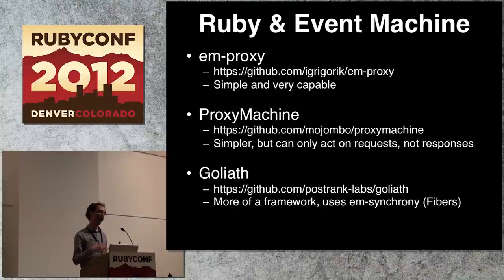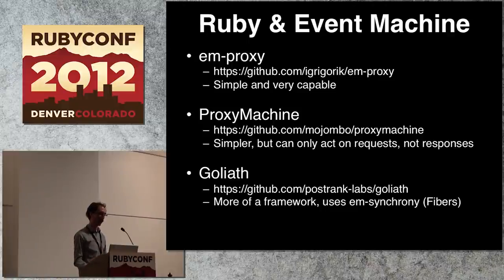As far as just Ruby and EventMachine low-level proxies, there's EM proxy, which I talked about, and those are the examples I've shown. It's a simple, bare bones, but very capable reverse proxy. There's proxy machine, which is actually what our current production system is based on. It's a GitHub project. It's simpler, and it can be easier to get started, but the one disadvantage is it can only act on incoming requests. It doesn't track the response going outwards. It just does incoming stuff and then routing, so you can't keep track of some of the stuff you can in EM proxy. So we're currently in the process of switching over to EM proxy.